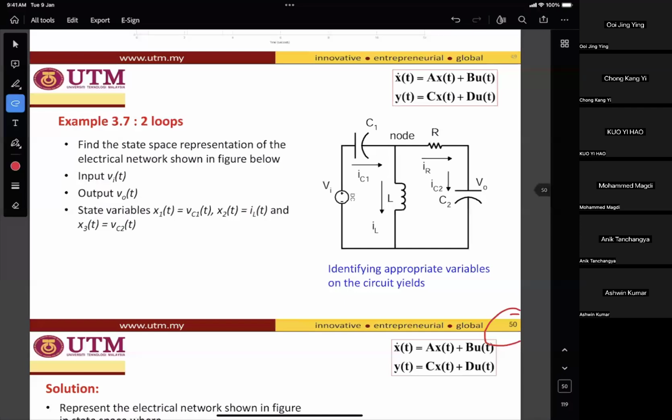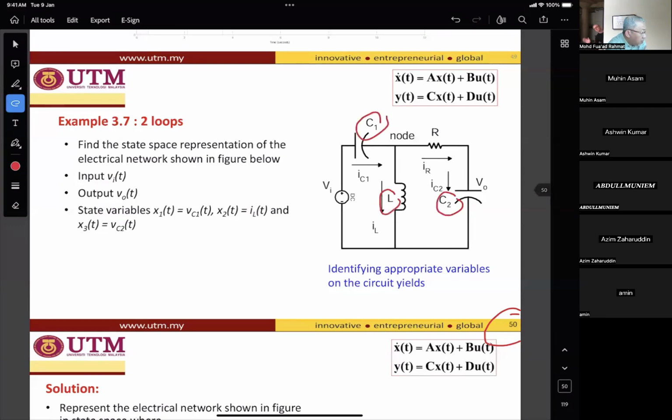Doctor, there are three active elements. Example 3.7. Can you name them? The two capacitors and one inductor: C1, C2, and L. How many passive elements are in the circuit? The resistor, doctor. One resistor.